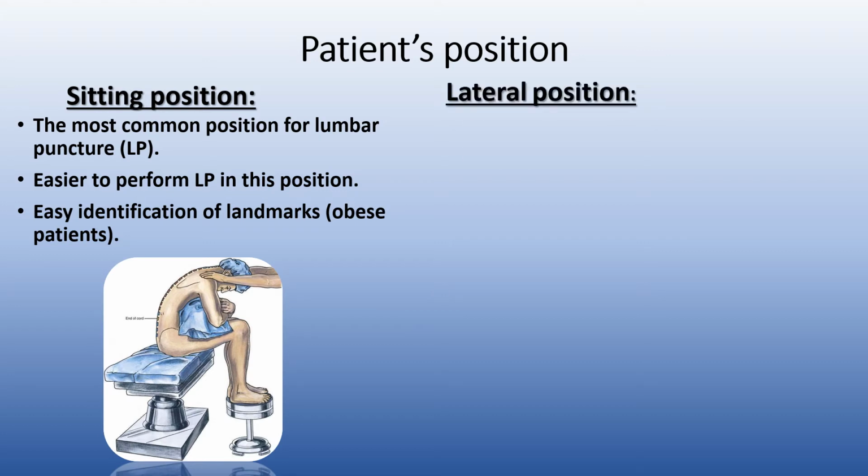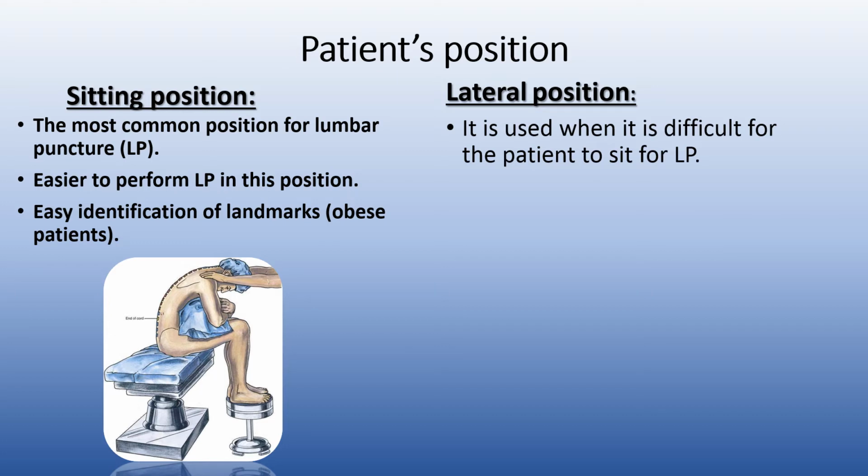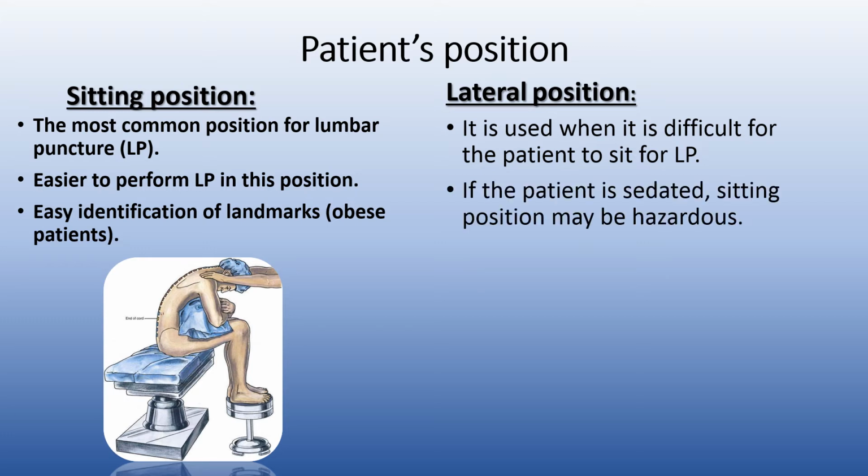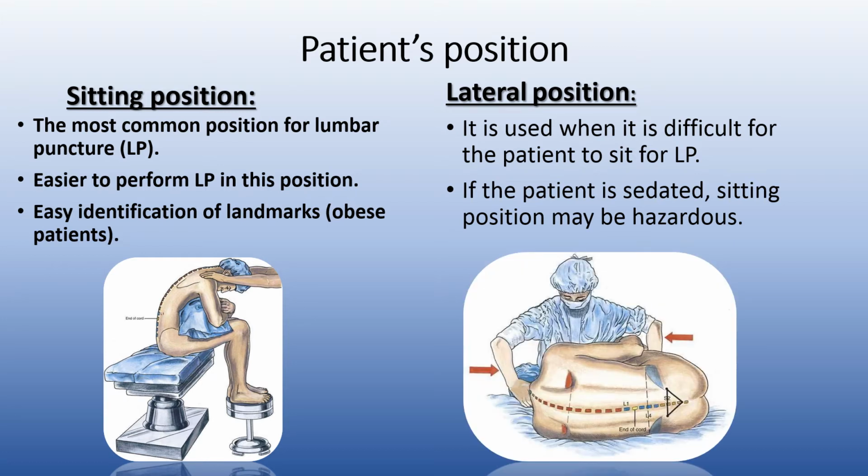The other position is the lateral position. It is used when it is difficult for the patient to sit down. If the patient is sedated, sitting position may be hazardous because he may fall down, and this is the lateral position. Note, this marked area is the area where we inject the local anesthetic. The end of the spinal cord is denoted here, and the end of the sacral sac is denoted as well.